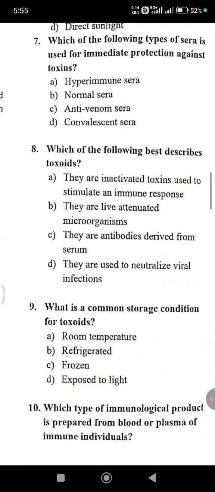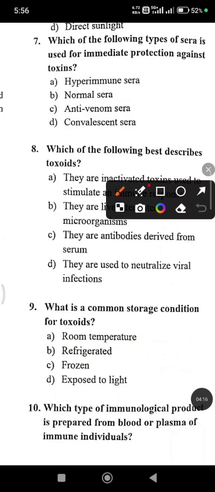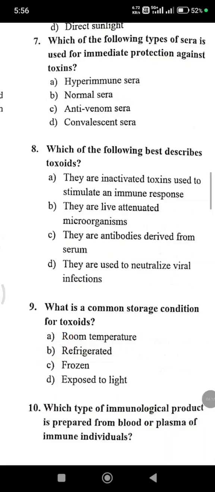Question number 9. What is a common storage condition for toxoids? That is option B, refrigerated. Let's go to question number 10.